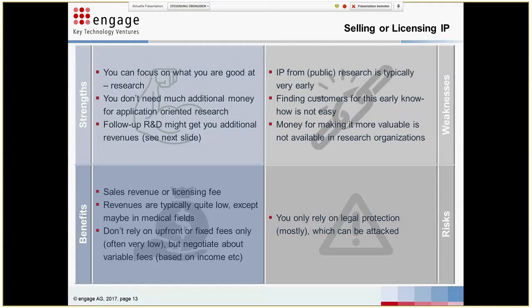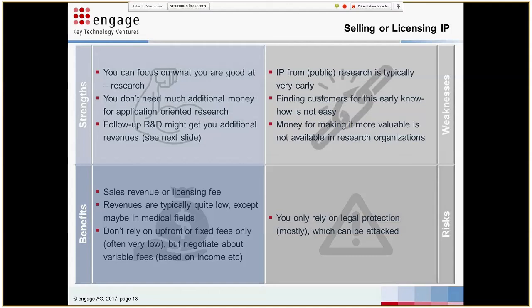And of course, you will not earn that much money with this, because there is still a lot of risk involved for the industry whether your technology, which worked in the lab, would actually work in an industrial environment. So you will not get that much money from this, and if you want to make it more valuable by developing it further, you would need more money, which would typically not be available from research organizations, because your rector or your president will tell you, well, the university's money is for education and research, and not for making an innovation more profitable to the industry.